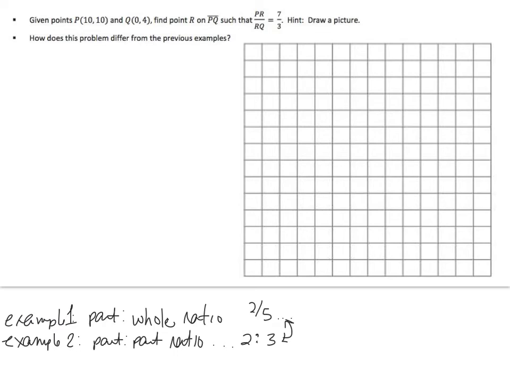Given points P(10, 10) and Q(0, 4), find point R on segment PQ such that PR over RQ is 7/3. Okay, so I'm going to draw a picture. I'll be right back. That's a pretty awesome picture, if I do say so myself.